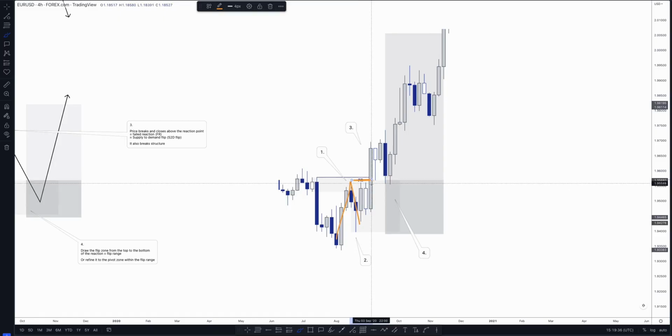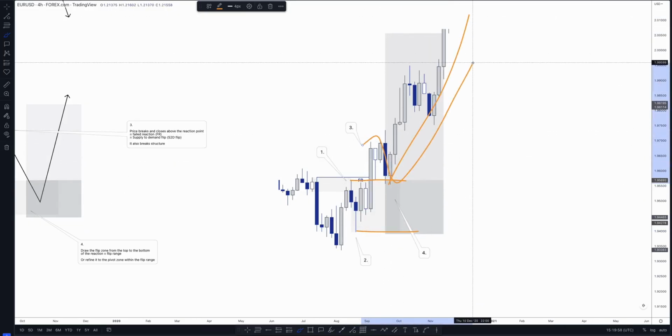It just so happens that that one candle that confirms the flip, confirms the failed reaction, it also breaks structure in that one candle, which is happy days, right? So when that candle is up here and it closes, what can we now do? We can draw in our supply zone from the top of the reaction to the bottom of the reaction, and that is our supply to demand flip. And boom, there we go, right?